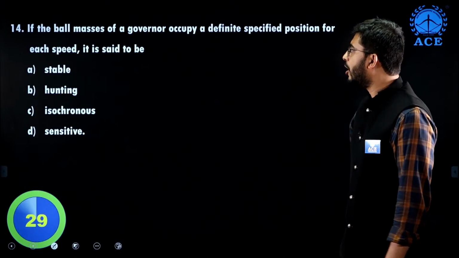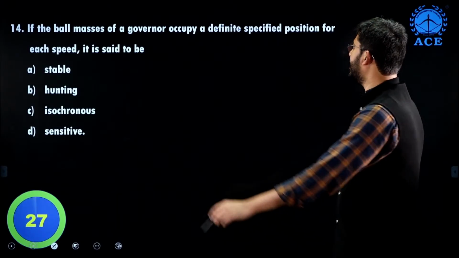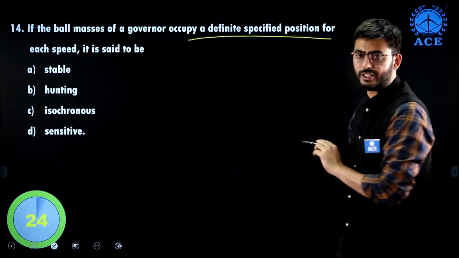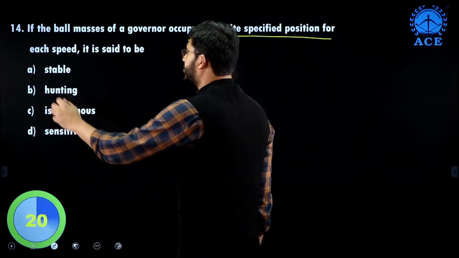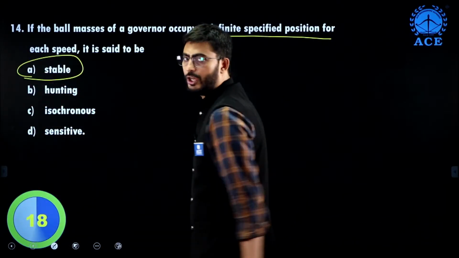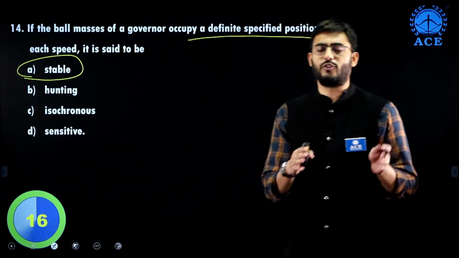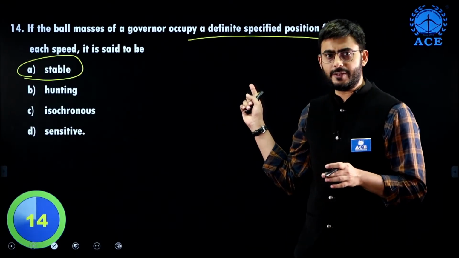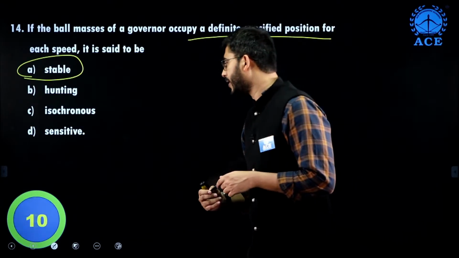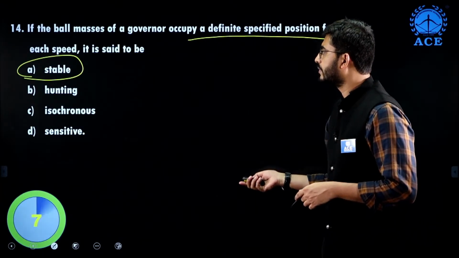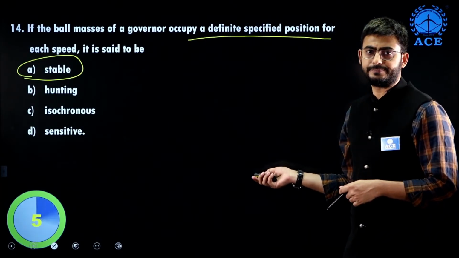Next, if the ball masses of the governor occupy a definite specified position for each value of speed, then it is said to be a stable governor. There is a unique value of radius for a different value of speed, then the governor is said to be a stable governor. Okay. Option A is the answer.